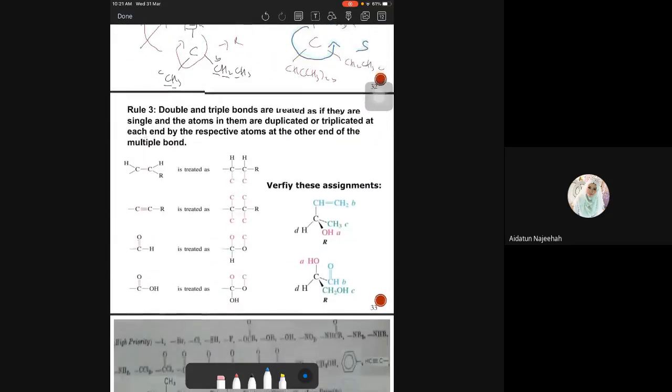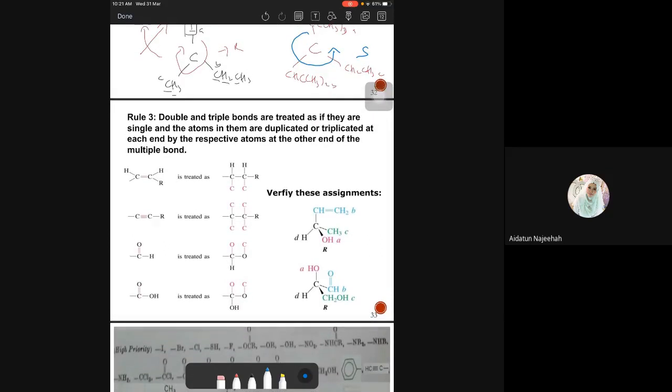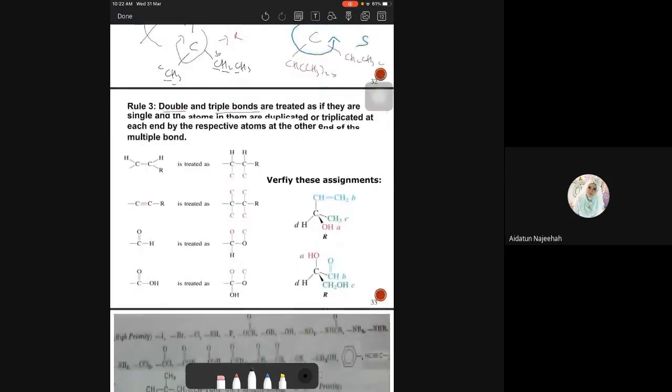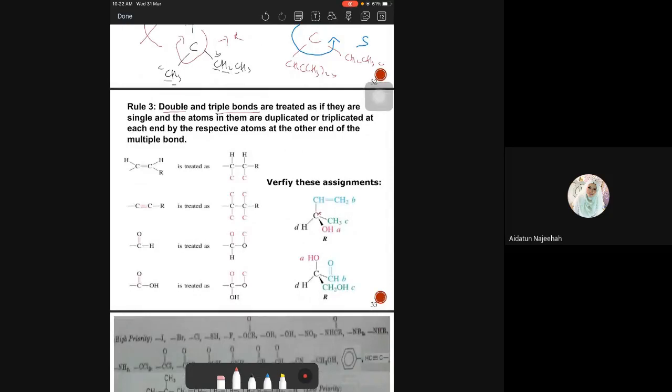Okay. Now on to rule 3. Okay, rule 3. So here, if there is any double or triple bonds, okay, that is attached to the chiral center, is the chiral carbon. Let's say you have carbon like this, okay, this carbon, and it is attached to a C double bond C, or like for example this one, C double bond O. So this would be treated this way, okay. This one you have to remember.